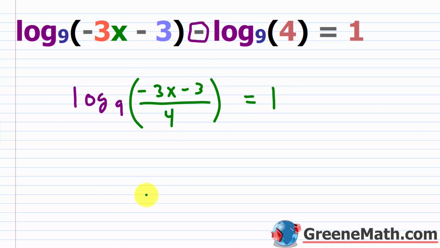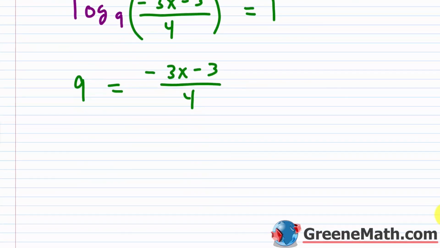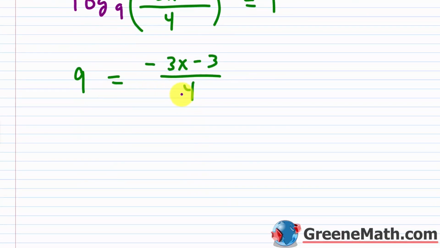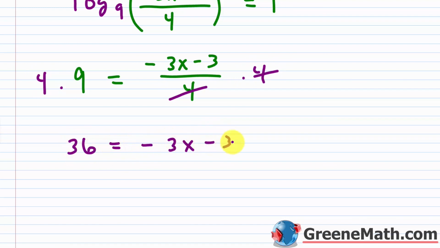Okay, so how do we solve this? We put this in exponential form. So 9 to the first power, which is just 9, is equal to this right here, negative 3x minus 3, over 4. All right, so let's solve this real quick. It's very easy. We just multiply both sides by 4 to clear the denominator. So you're going to get what? Multiply by 4, multiply by 4. This cancels. You get 36 equals negative 3x minus 3.